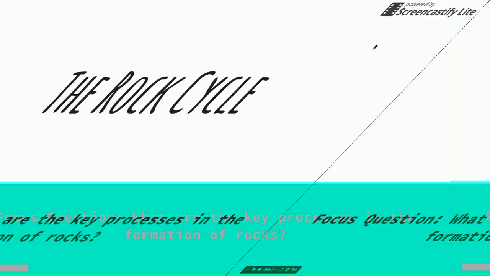Today we're going to talk about the rock cycle, and our focus question is what are the key processes in the formation of rocks? So, as we talked about, there's three different types of rock: igneous, metamorphic, and sedimentary. This diagram shows the different types of rock as well as some of these stages in between and how to get from each type of rock to the next.